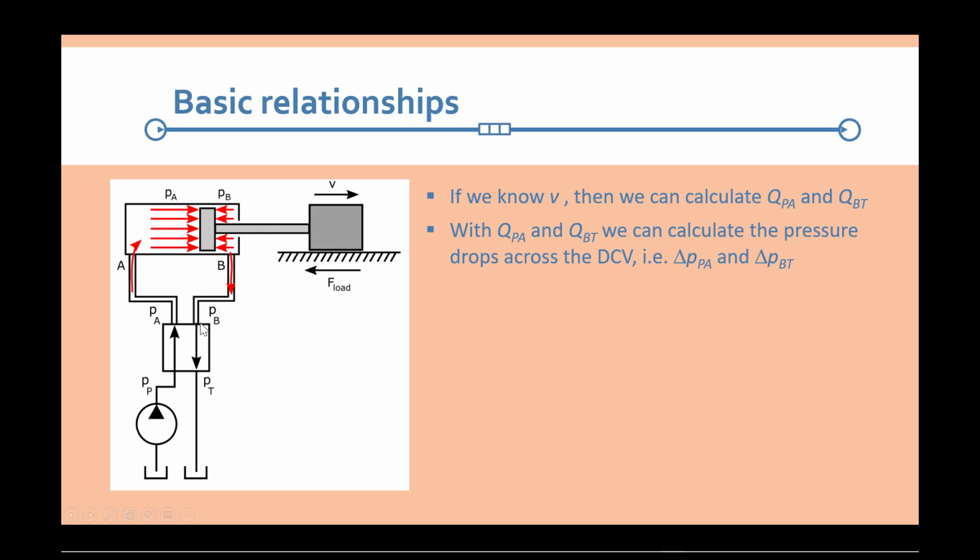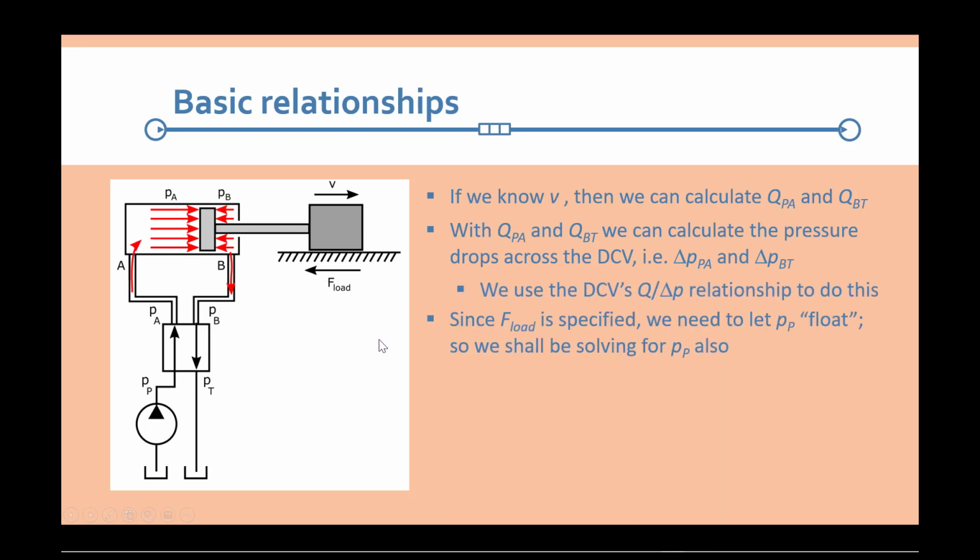Now, we know the velocity, we know the flow rate in, and we know the flow rate out. We will have manufacturer's data for this valve that will tell us what pressure drop you need to have that flow rate into the cylinder, and what pressure drop you need here to have the flow rate out of the cylinder. And I've already said that, so we'll continue on.